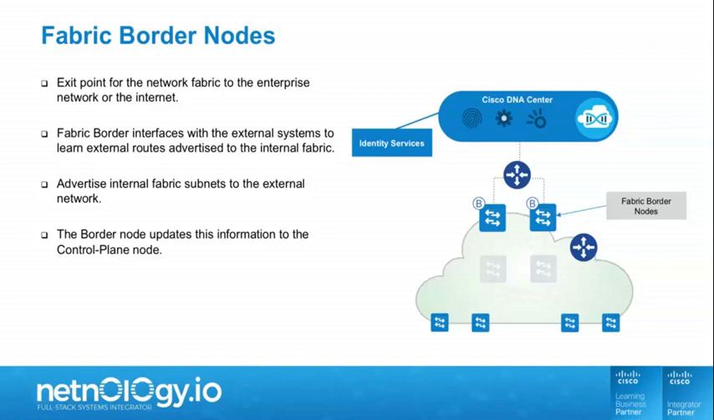Now, when we look at border nodes and the control nodes, at times we can combine them. Depending on the customer requirements and needs, border nodes and control nodes can be combined together, or they can be kept separated. Again, this is where having a conversation with the customer comes up, making sure the customer understands the role and function of each component. What is a border node? What is a control plane node? What functions are they doing? Can we combine the functions?